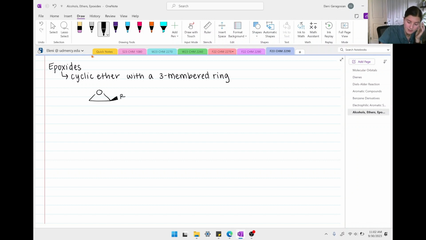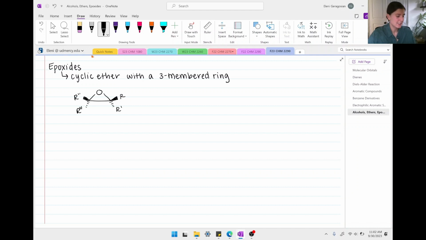So let's say we have an R group here and an R prime, R double prime, R triple prime. These would be two stereocenters. Now, if all of the R's are hydrogens, we don't have stereocenters. If they're all methyl groups, we don't have stereocenters. But this is what an ether looks like. This is what an epoxide looks like.